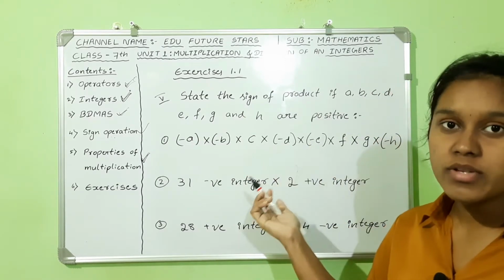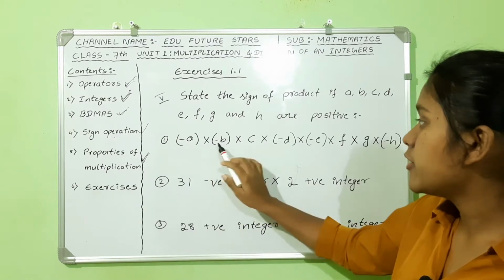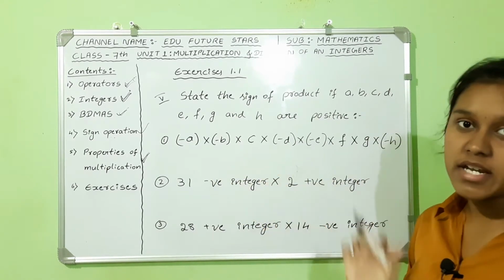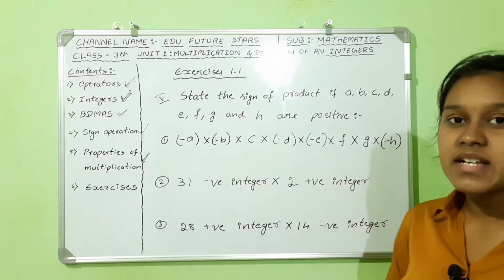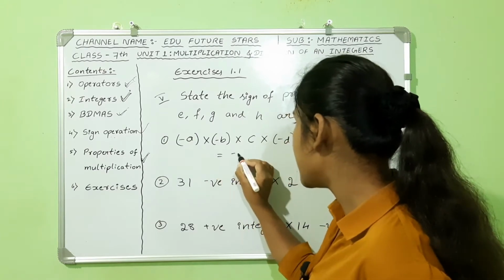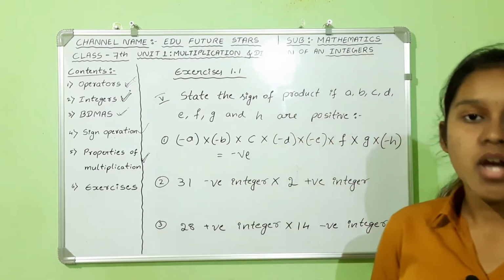Okay. Let's count the negative numbers here. 1, 2, 3, 4, 5. So totally we have 5 negative integers. So obviously the result will become negative, right? So let's write negative.